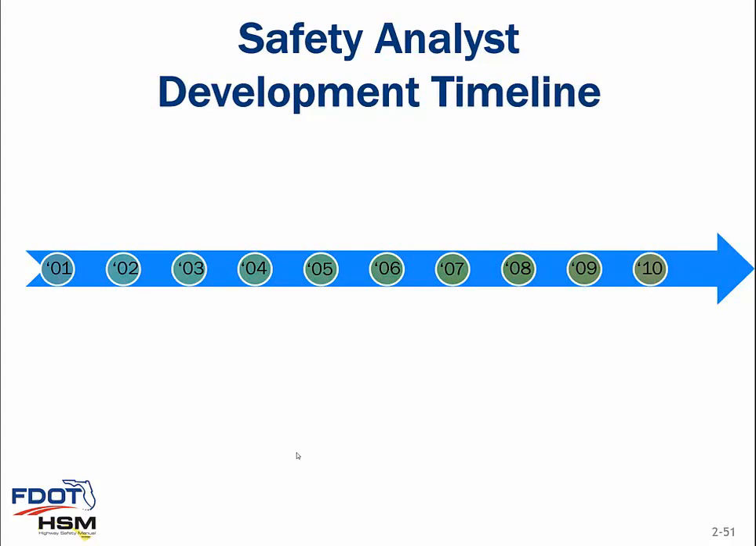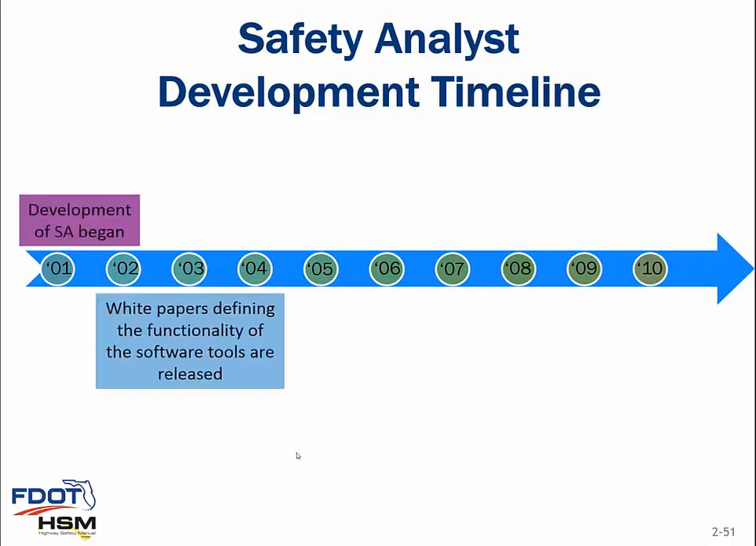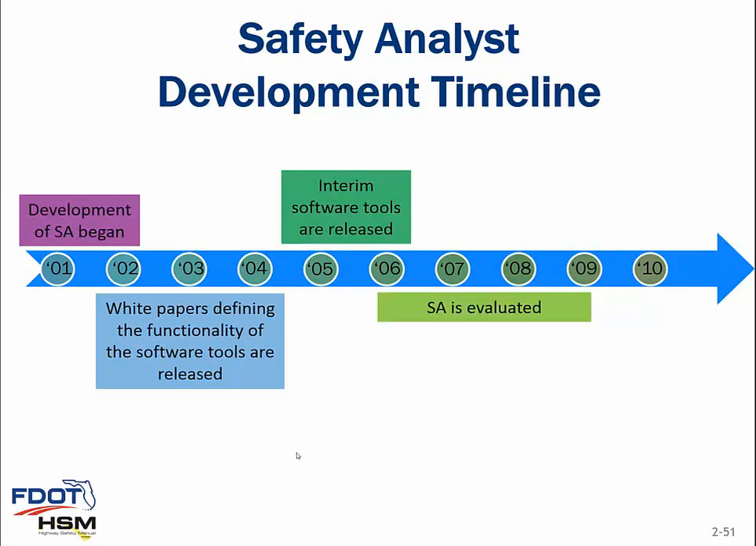Safety Analyst was developed in a pooled fund effort managed by FHWA and sponsored jointly by 27 state highway agencies and interested local organizations. The development of Safety Analyst began in April 2001. White papers defining initial plans for the functionality of the software tools were completed in 2002 and 2004. The interim software tools were completed in 2006. The development of the final software tool was completed in 2010.